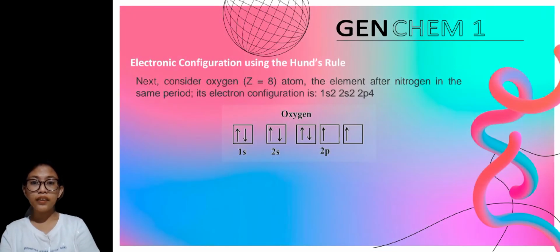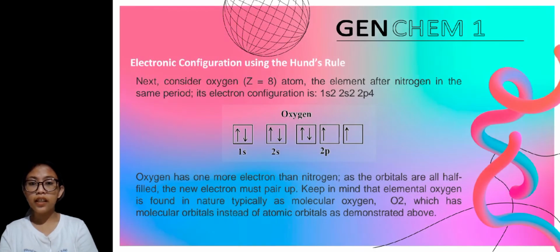Next, consider oxygen, Z equals 8. The element after nitrogen in the same period. Its electron configuration is 1s2, 2s2, 2p4. Oxygen has one more electron than nitrogen. As the orbitals are all half-filled, the new electron must pair up.